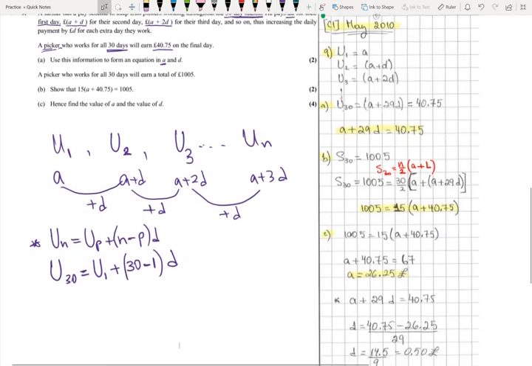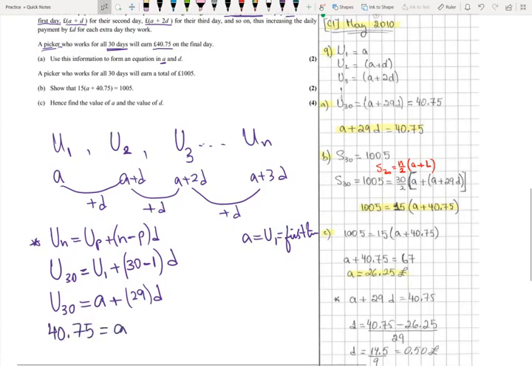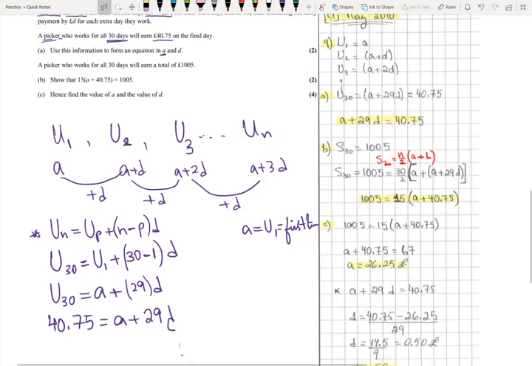So let us write it the way they want it. U30 equals A, because A is equivalent to U1, which is the first term, plus 29 times D. How much is U30? U30 is 40.75 pounds, equals A plus 29D. So this is the equation that they want us to find.